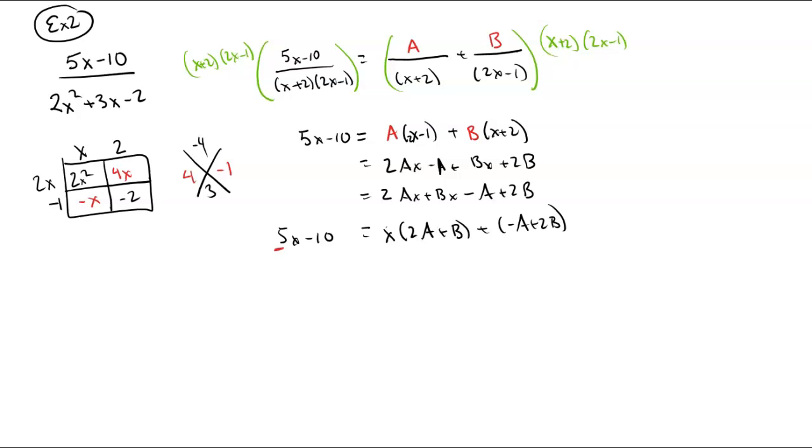Again, 5 is the coefficient to x, and notice that 2a plus b is the coefficient to that side of the x. So those go together. Negative 10 is going to go with that guy right there. So what is that going to look like? 5 is equal to 2a plus b. Negative 10 is equal to negative a plus 2b.